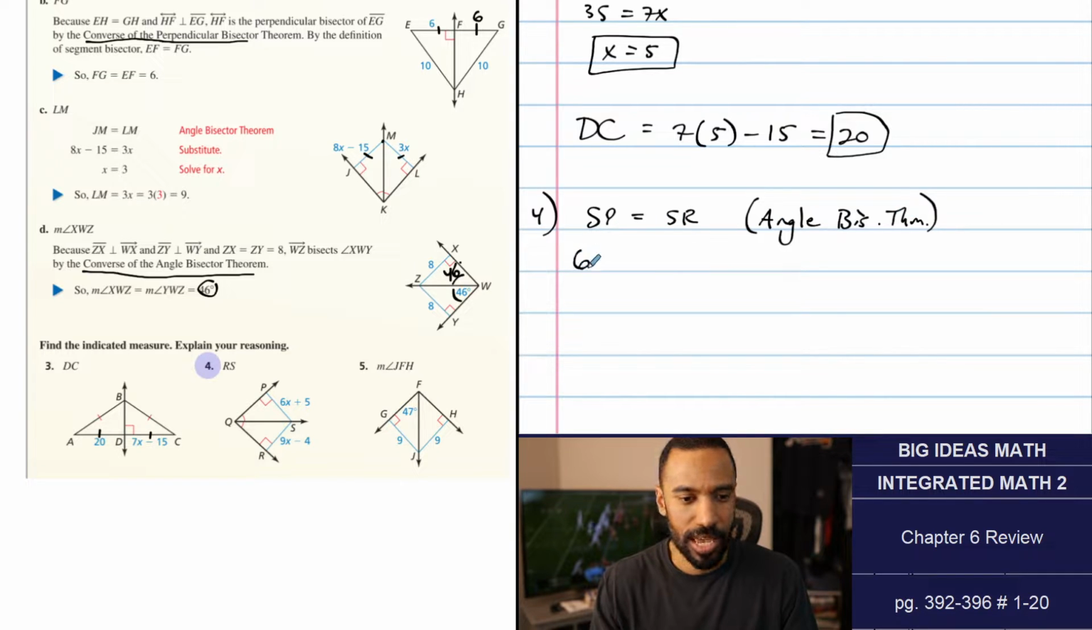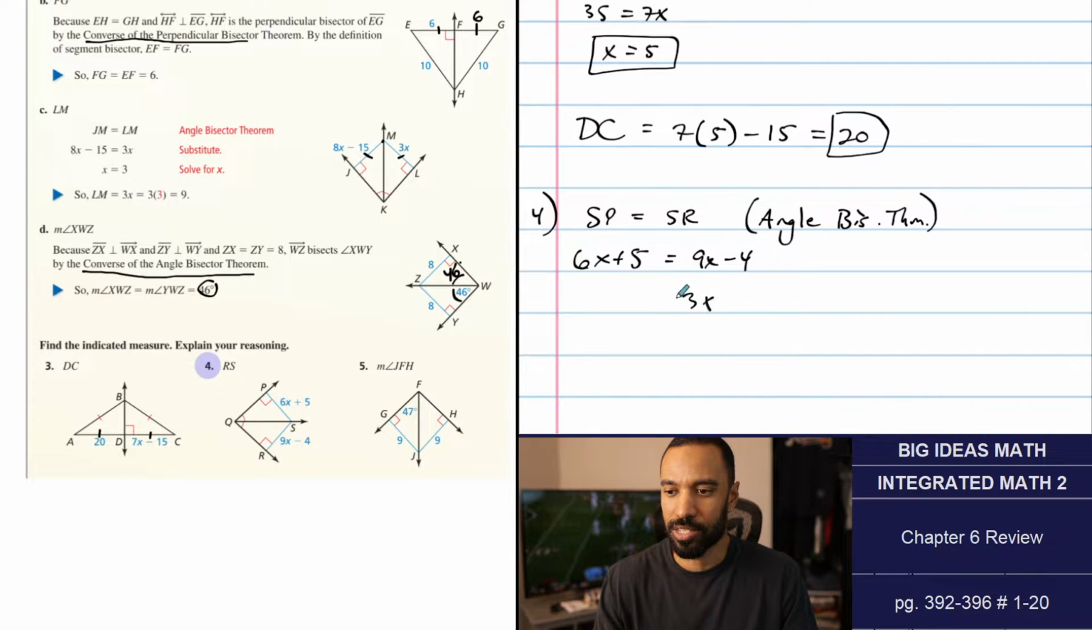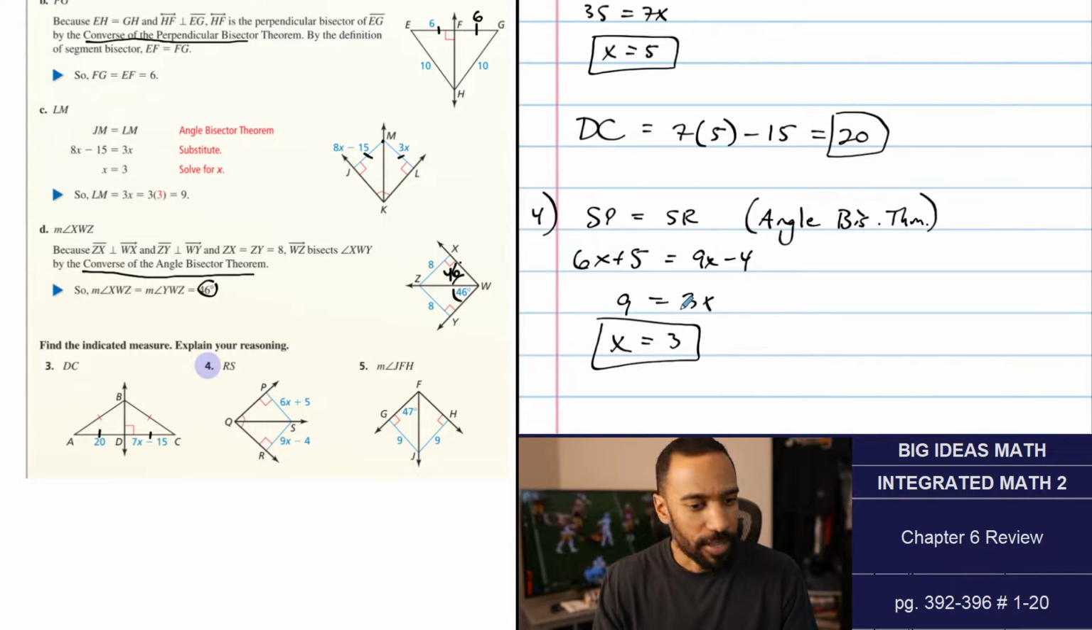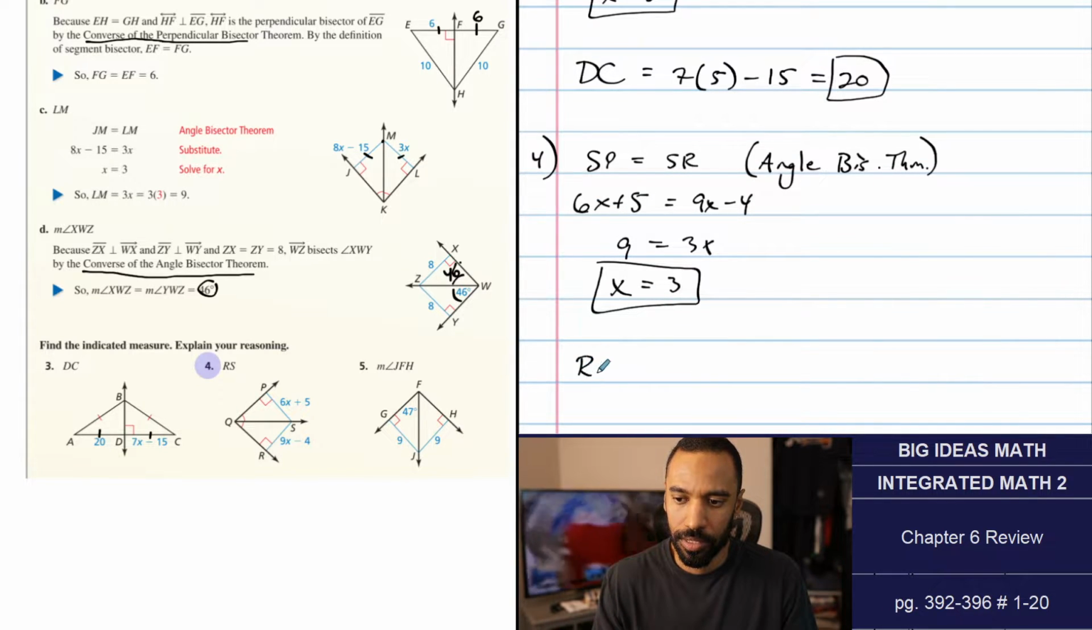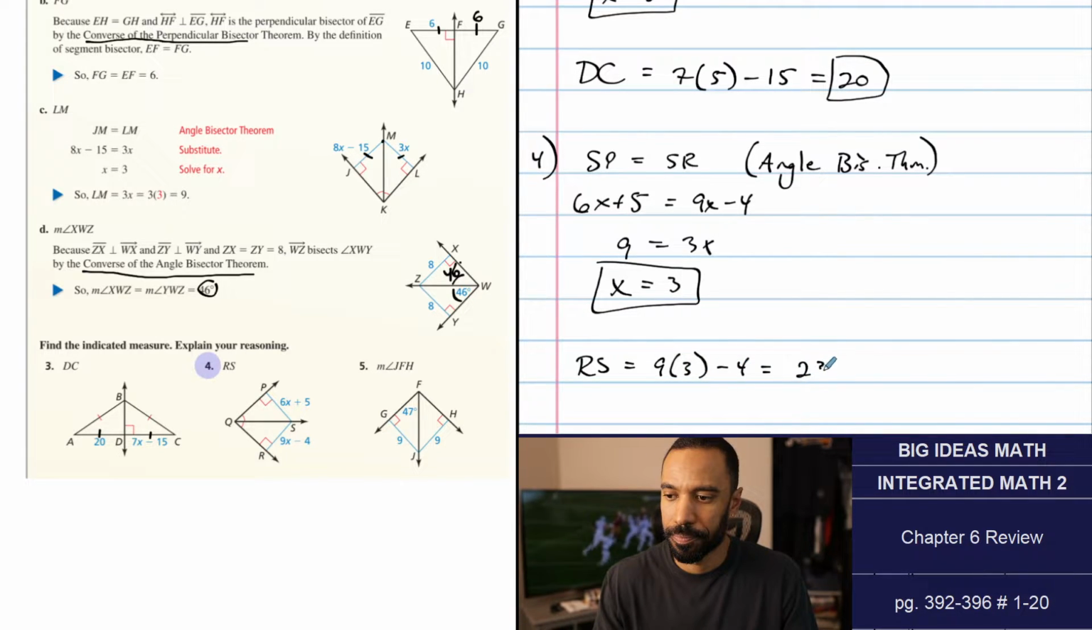So I can set 6x plus 5 equal to 9x minus 4. Subtract 6x, add 4. Divide both sides by 3, you're going to get x equals 3. Let's find the length of RS. Let's substitute 3 in for x here. 9 times 3 is 27. 27 minus 4 is 23.